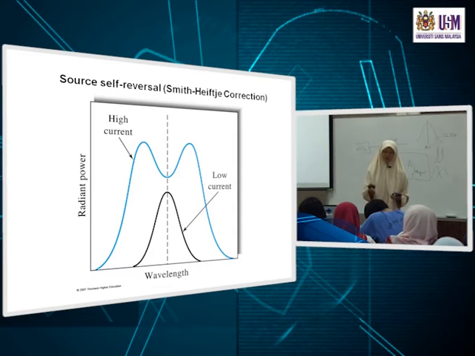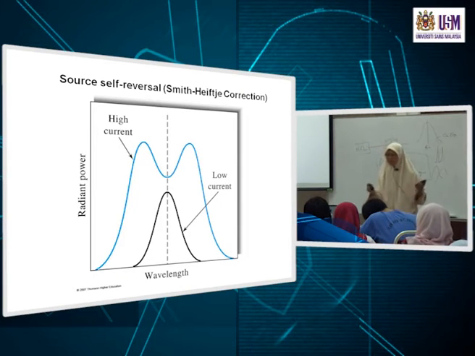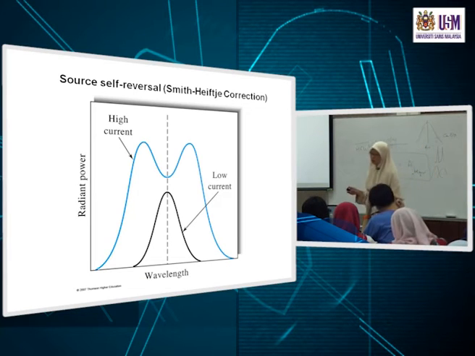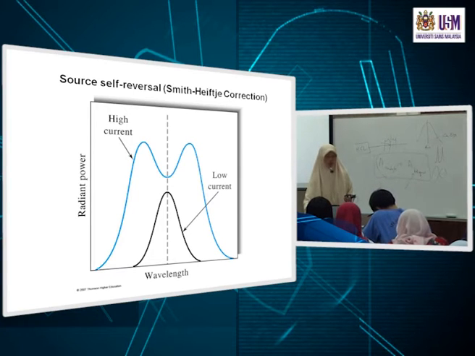The second method of background correction is called the Smith-Hieftje correction, source self-reversal. It's not Perkin Elmer, there's another supplier that is based on the same idea, but they call it differently, like ultra pulse or something. But the idea is the same. Now here is what is being done for this particular method. They don't use any continuum lamp.